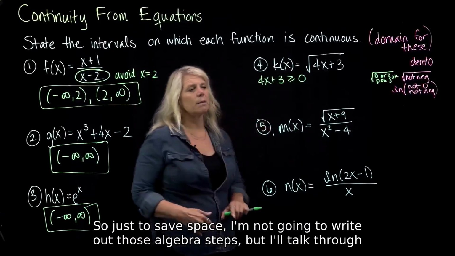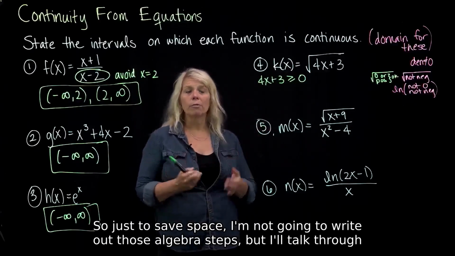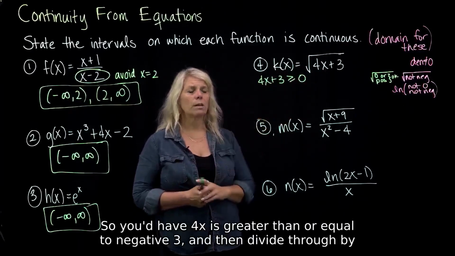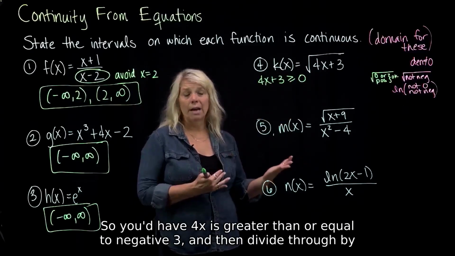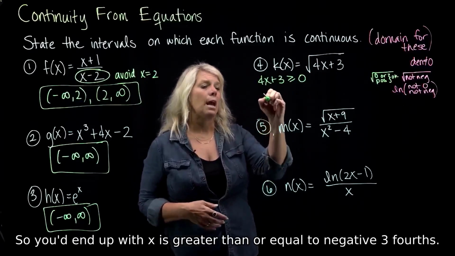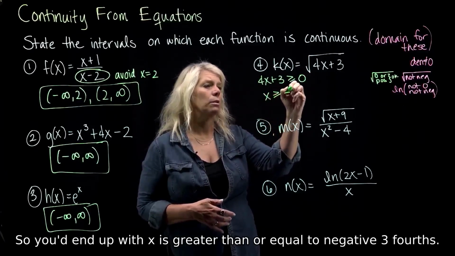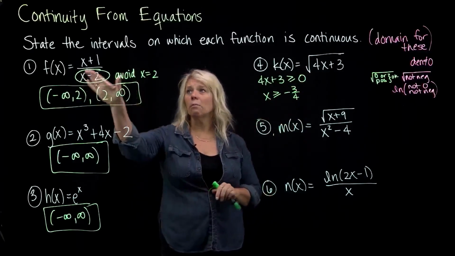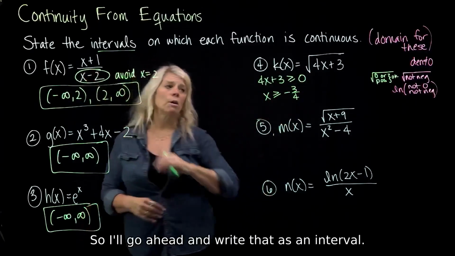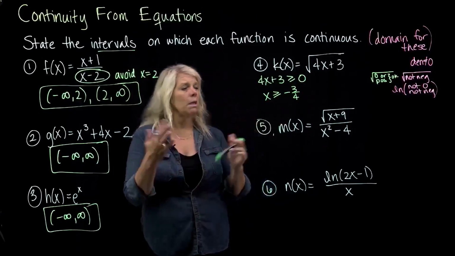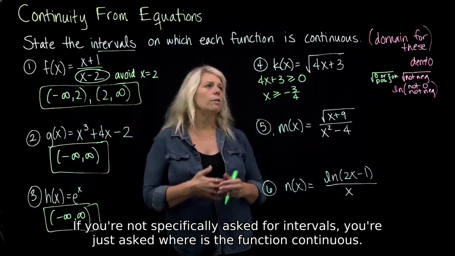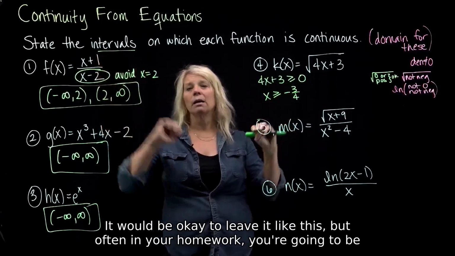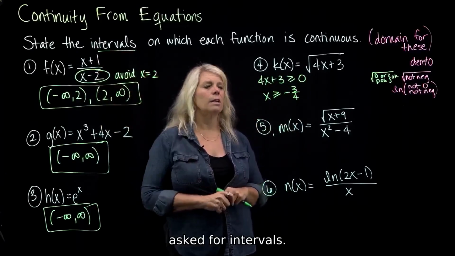So just to save space, I'm not going to write out those algebra steps, but I'll talk through them. You would subtract 3 from both sides. So you'd have 4x is greater than or equal to negative 3, and then divide through by 4. So you'd end up with x is greater than or equal to negative 3/4. Right, so that's written as an inequality. We were asked here about intervals, so I'll go ahead and write that as an interval. If you're not specifically asked for intervals, you're just asked where is the function continuous, it would be okay to leave it like this, but often in your homework you're going to be asked for intervals.